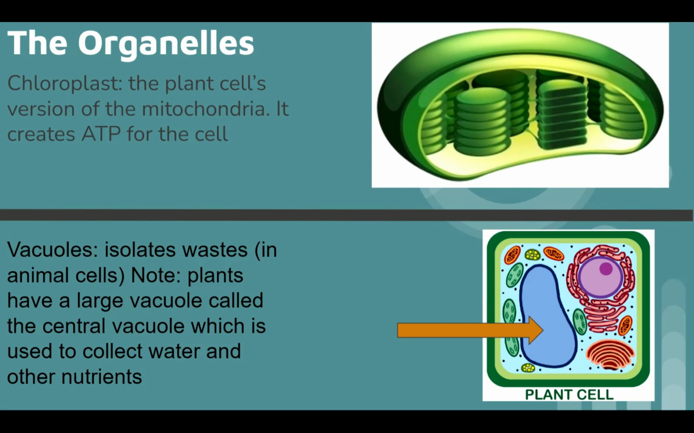And vacuoles isolate waste in animal cells, and do know that plants have a large vacuole called a central vacuole, which is used to collect water and other nutrients, which also distinguishes them from an animal cell.